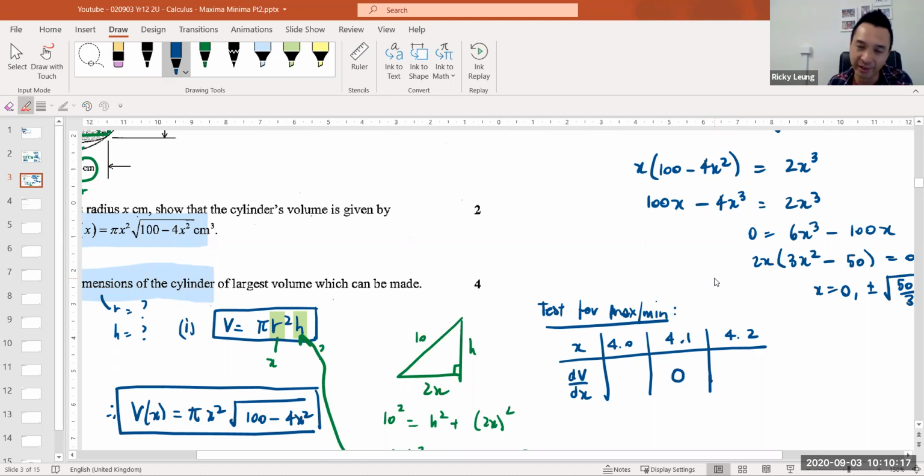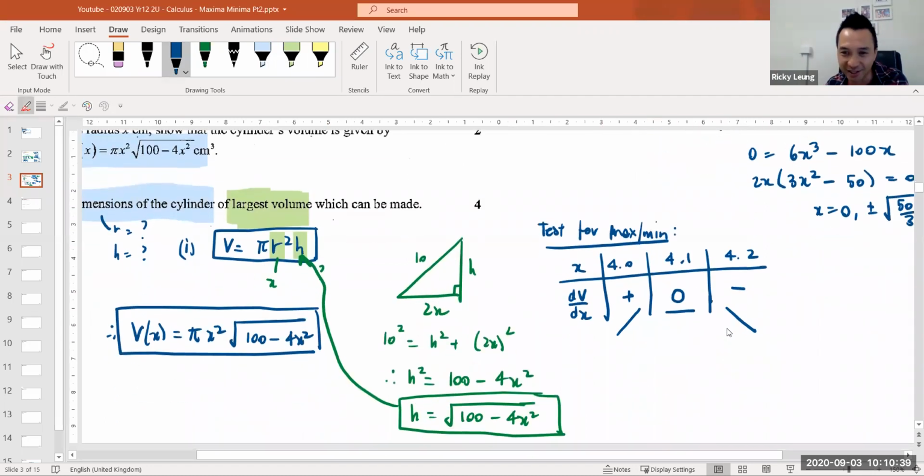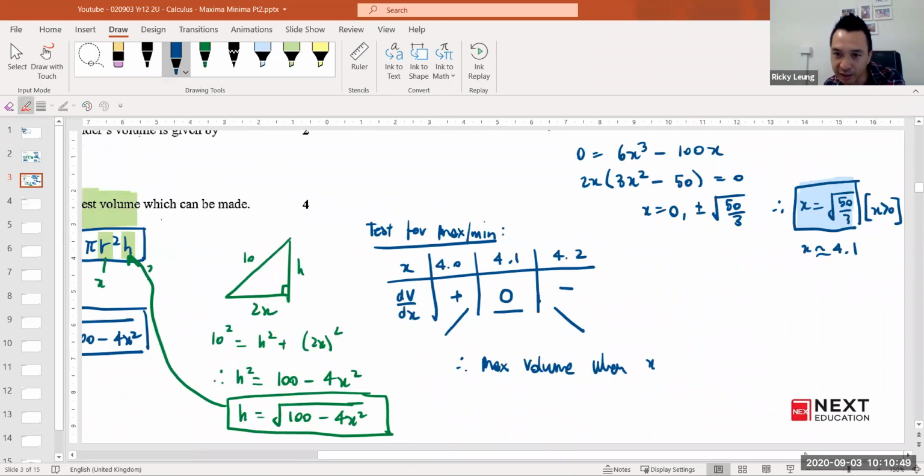Now, this is almost like a check, because they're finding largest volume, right? Largest, I want a maximum. So for the table method, I want the gradient to go from positive to negative to give a maximum volume. So you can punch it in the calculator. I'm pretty sure that's going to be the case. But for me, right now, let's just shortcut and go, therefore, max volume when x equals root 50 over 3.